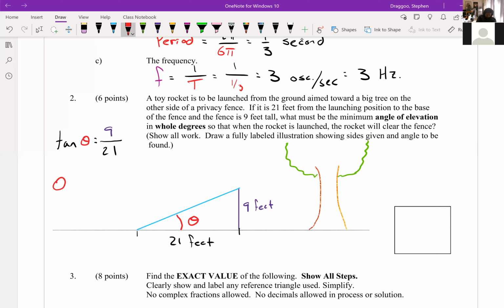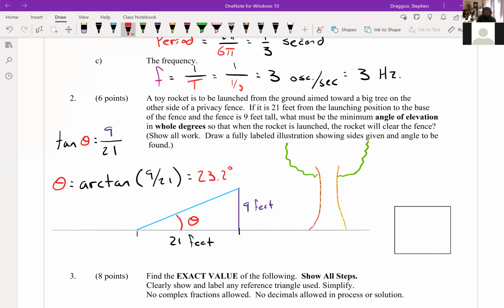meaning that theta is equal to the arctangent of 9 over 21. I won't get fancy just yet. Call it arctan of 9 over 21. You could reduce that and call it 3 over 7, but oh well, didn't do that. So, throw that into a calculator, and I got 23.2 degrees.